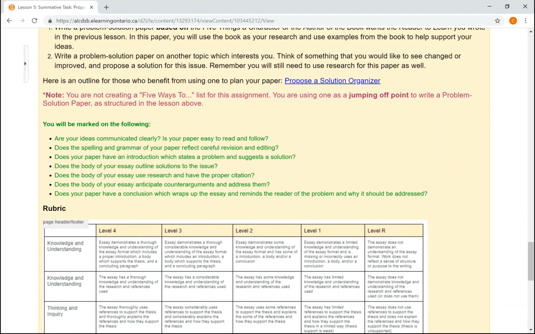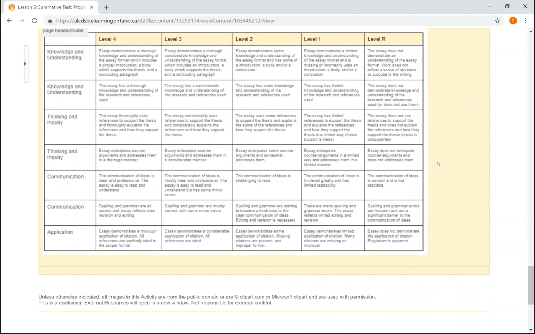Right? You will be marked on the following. Are your ideas clearly communicated? Is your paper easy to read and follow? Does the spelling and grammar of your paper reflect careful revision and editing? Does your paper have an introduction which states a problem and suggests a solution? Does the body of your essay outline solutions to the issue? Does the body of your essay use research and have the proper citation? Does the body of your essay anticipate counterarguments and address them? Does your paper have a conclusion which wraps up the essay and reminds the reader of the problem and why it should be addressed? Okay, and then you can see your rubric which you will be graded with.